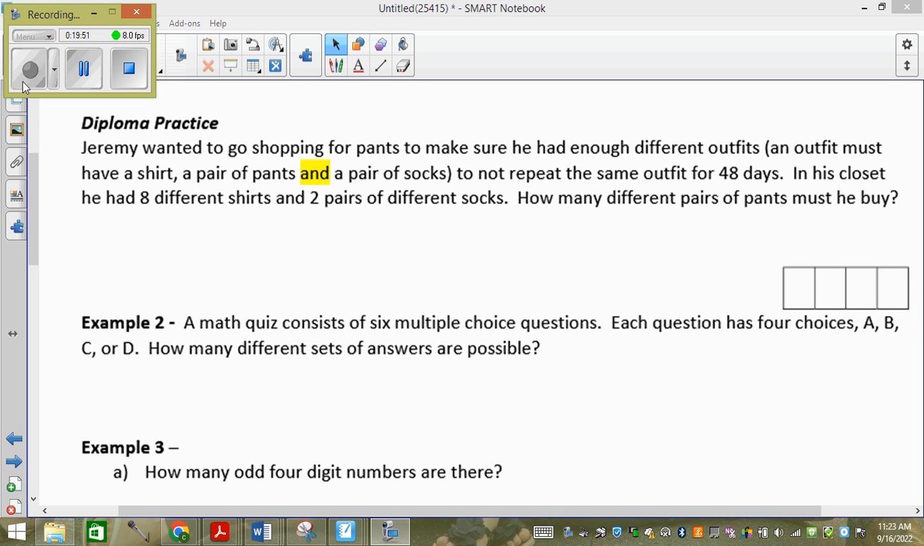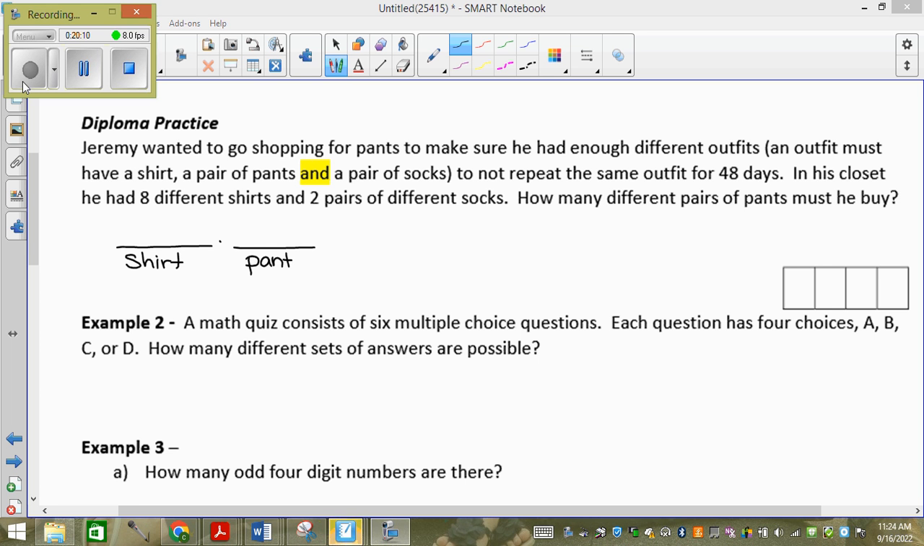So for here, if Jeremy wanted to go shopping for pants to make sure he had enough different outfits, an outfit must have a shirt, a pair of pants, and a pair of socks. So I know we need one of each, so I put the blanks and I can use the fundamental counting principle. To not repeat the same outfit for 48 days.